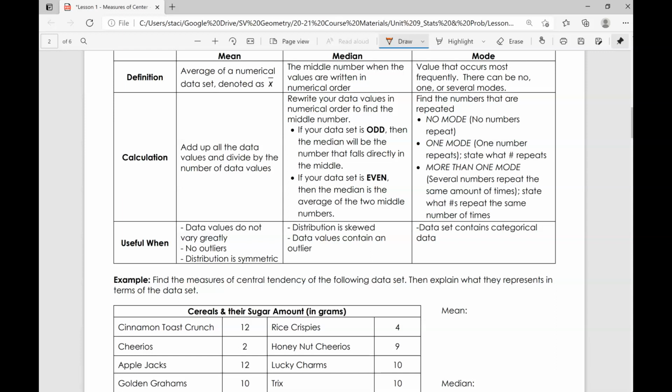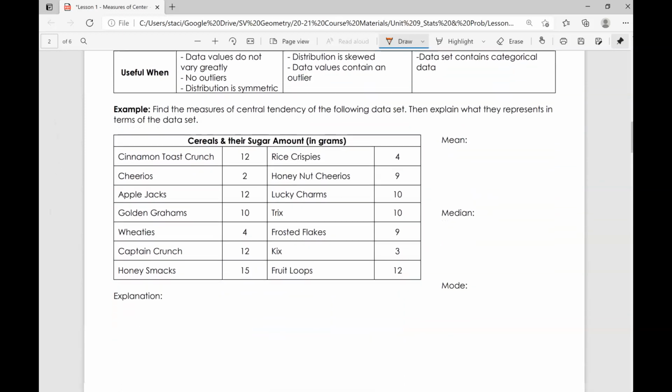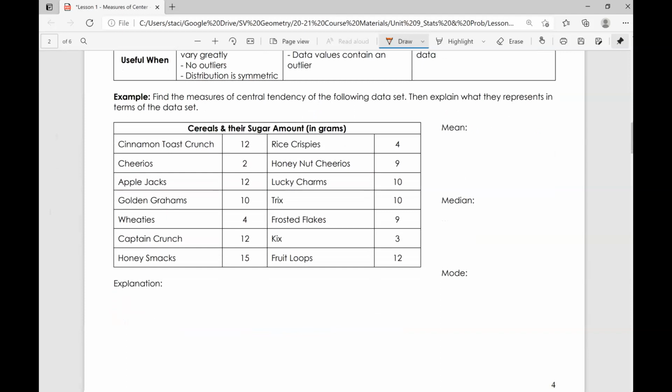I find that we don't really use the mode very much when we're talking about quantitative data. So what we're going to do is find the measures of central tendency in this data set, and then we're going to explain what those numbers represent. And so we're going to look at cereal and their sugar content. Okay, so let's start with the mean.